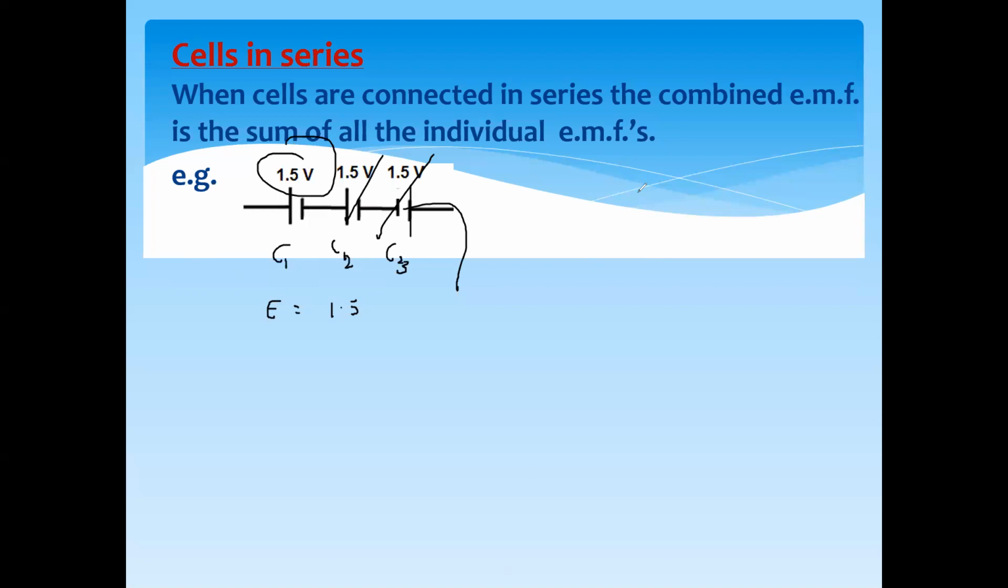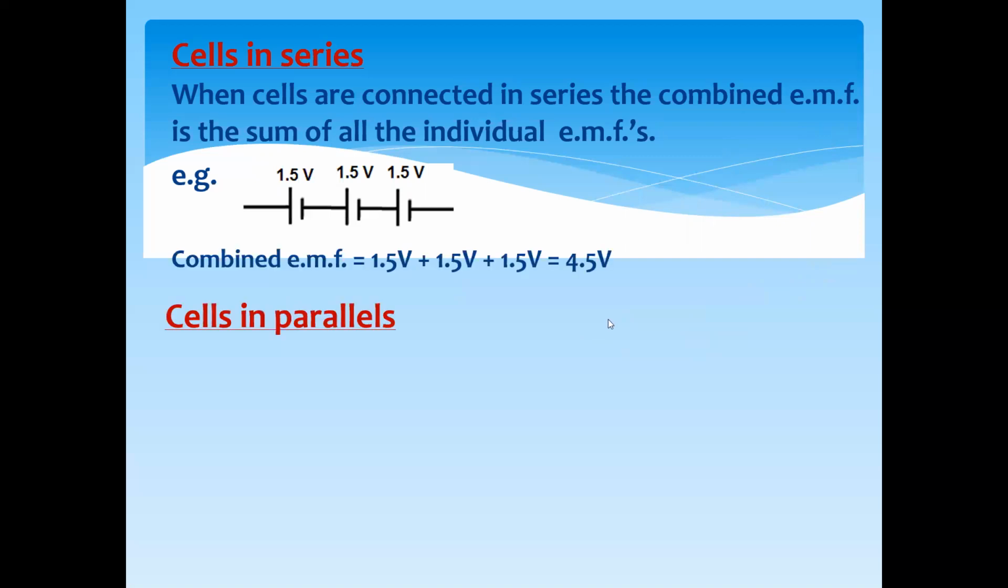So if the positive terminal is connected with the negative terminal of another cell, to get the combined EMF, we will add them. But if like terminals, identical terminals of two different batteries are connected, to get the combined EMF, we will subtract. So when cells are connected in series, the combined EMF is the sum of the individual ones. So in this case, three 1.5 volt cells, 1.5, 1.5, 1.5, the combined will be 4.5.